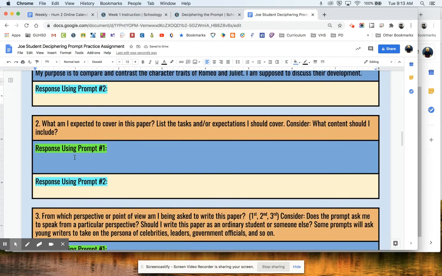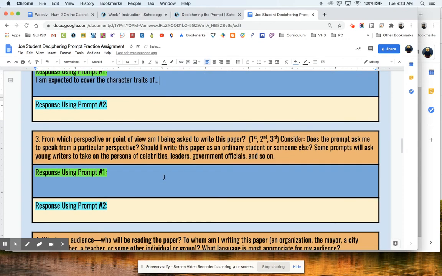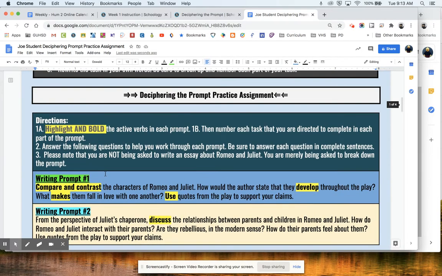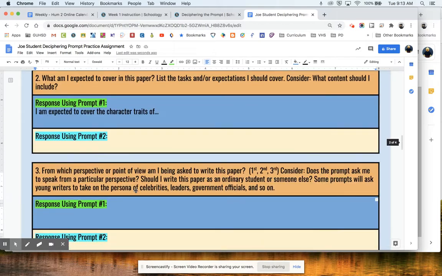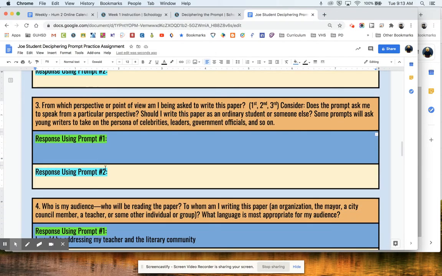Then you'll continue answering in blue for prompt number 1. What am I expected to cover? I am expected to cover the character traits of, and I'll let you finish that sentence. From what perspective or point of view? Well, in this case, what kind of essay is this? This is a compare and contrast analytical essay. So if you didn't know this, what you should know is that I need to write this in the third person. He, she, her, him, they.